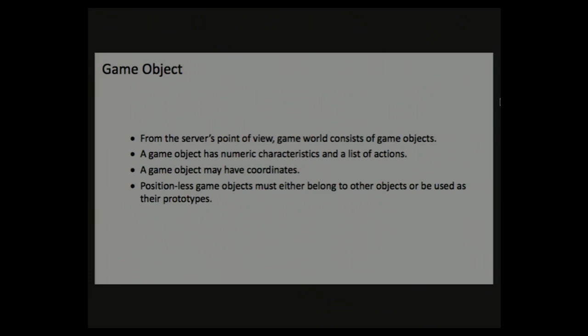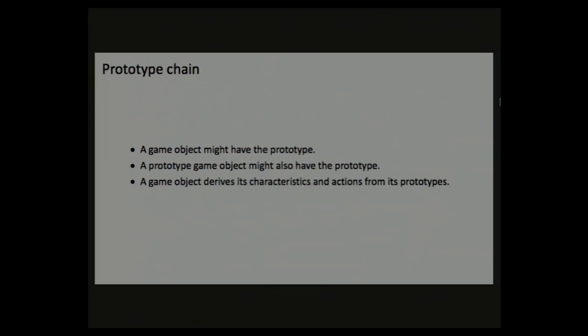Game object. For the server, the game world consists of game objects and game objects only. A game object has numeric characteristics and a list of actions. It may have coordinates, and if it doesn't, it's either a prototype for another game object, or it's inside another game object, like an item in inventory. The prototypes are there to save your work on setting up the objects in the same way each time. So basically, an object inherits its properties and actions from its prototype, and a prototype can have a prototype as well. So that's like inheritance in programming.